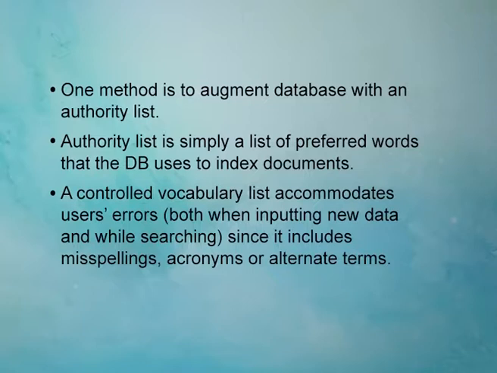Then a controlled vocabulary list accommodates users' errors. Suppose the input we are giving has some spelling mistake, or we are giving an acronym or an alternate term. However, this controlled vocabulary list accommodates the user's errors, and it thinks in a wise way and gives the term. Suppose I am using digital and I had misspelled it as DIIGITAL, then obviously this controlled vocabulary controls and accommodates that error and displays the correction also.